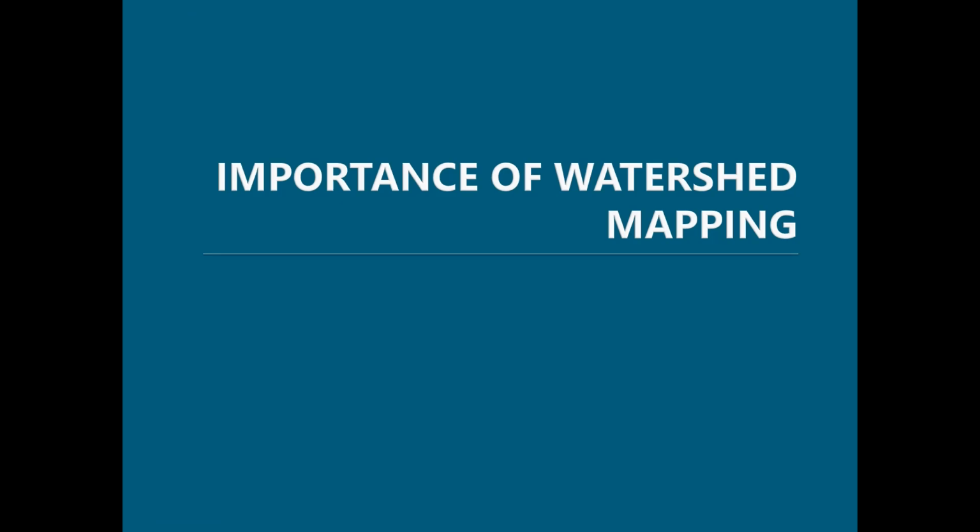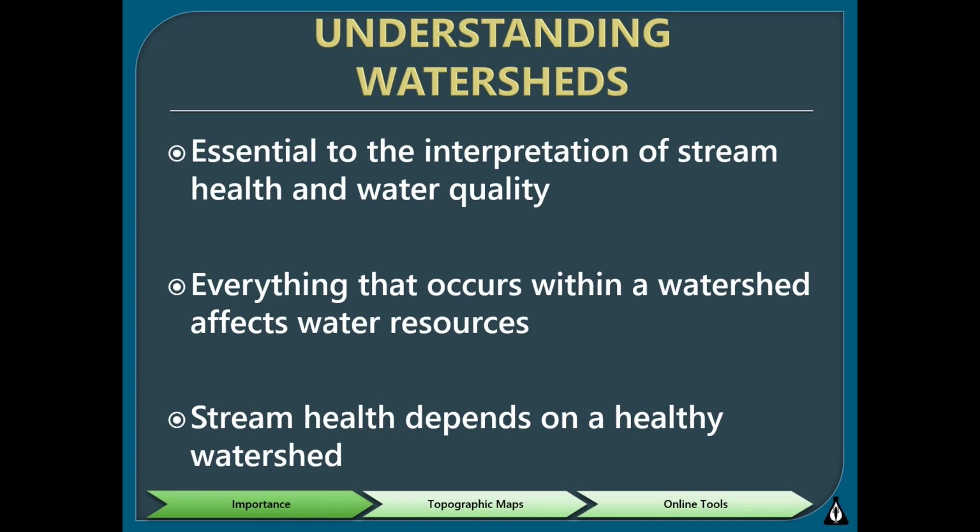Alright, so let's jump into the importance of watershed mapping. Understanding watersheds is essential in order to interpret the stream health and water quality. Everything that occurs within a watershed is going to affect the water resources that are there, and stream health depends on a healthy watershed.